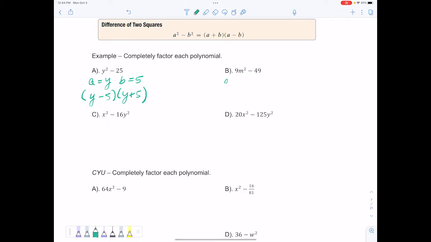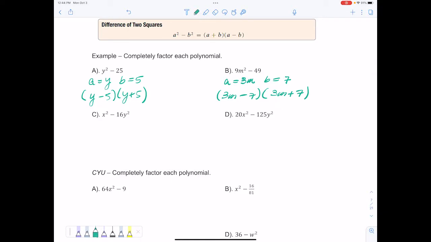In letter B, the square root of 9 is 3, and the square root of m squared is m. And the square root of 49 is 7. So this is just going to be 3m minus 7 times 3m plus 7. And it doesn't matter if you put 3m plus 7 first and then put 3m minus 7 second. Remember, multiplication is commutative, so you can multiply in any order that you want.